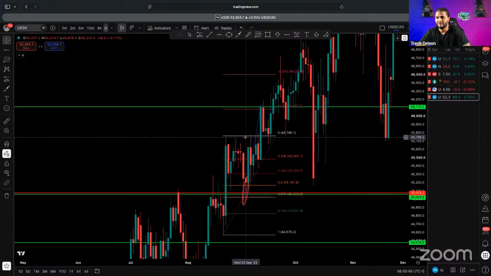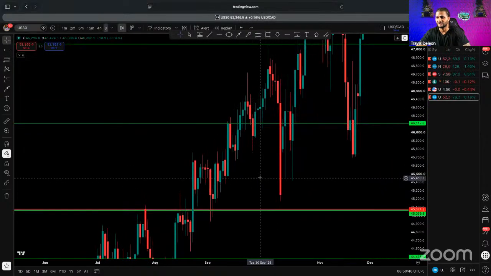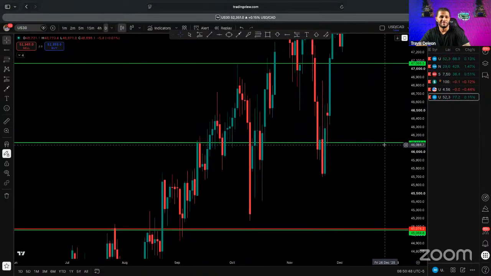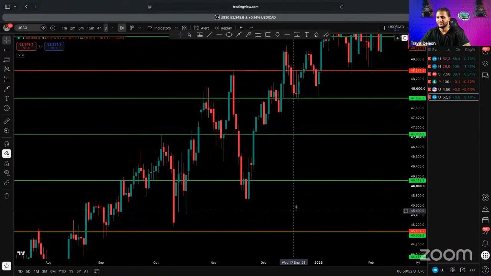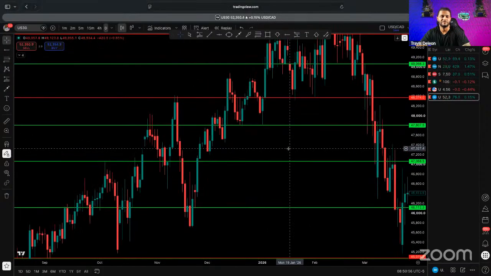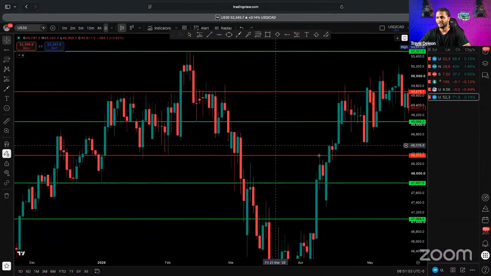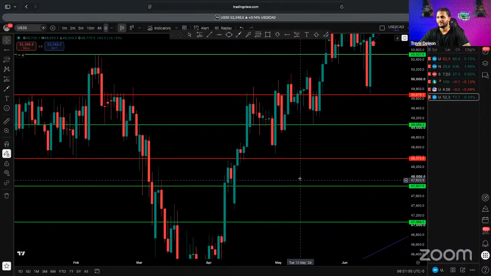But whenever the fib matches up in confluence with my weekly supply and demand zone, or my monthly supply and demand zone, or my trend line, it's game over. More confluence means more confidence, so you're more confident to stay in your trade and hold your trade. So yeah.